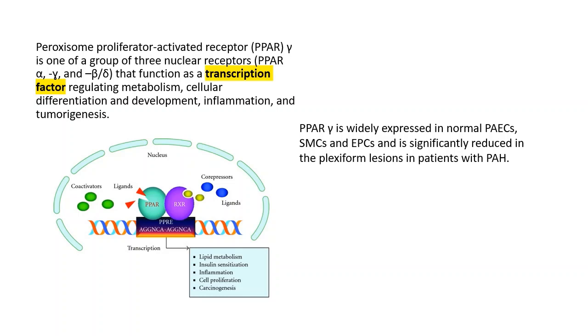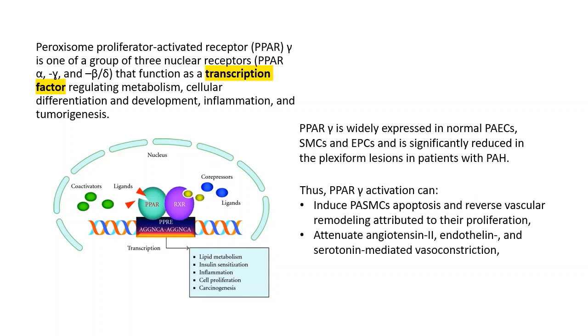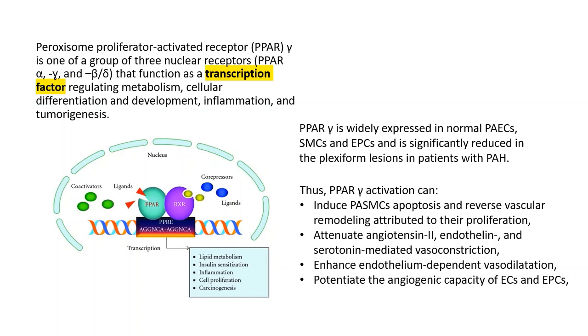PPARɣ is widely expressed in normal pulmonary artery endothelial cells, smooth muscle cells, and endothelial progenitor cells. Thus, PPARɣ activation can induce pulmonary artery smooth muscle cell apoptosis and reverse remodeling attributed to such proliferation. It can attenuate angiotensin, endothelin, and serotonin-mediated vasoconstriction. It can enhance endothelium-dependent vasodilatation, and it can potentiate the angiogenic capacity of endothelial cells and endothelial progenitor cells. PPARɣ activation also has some anti-inflammatory properties.